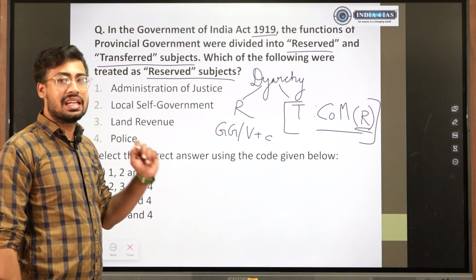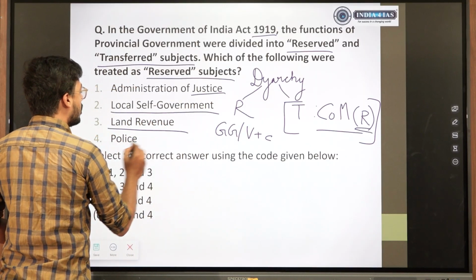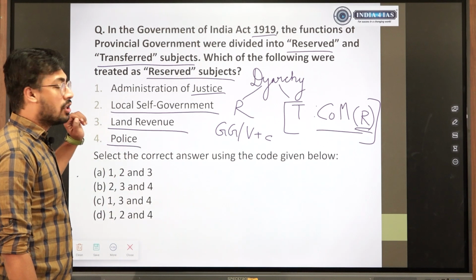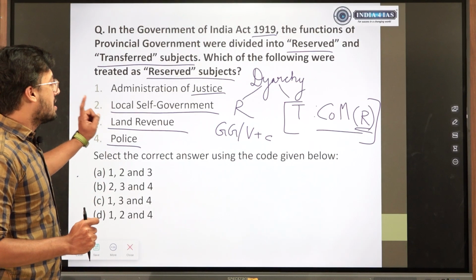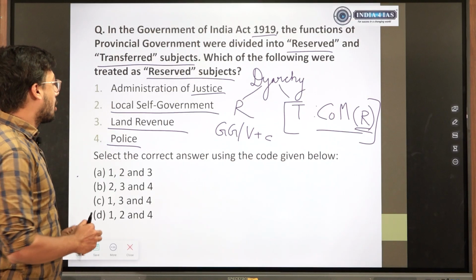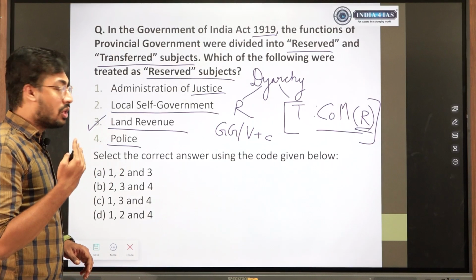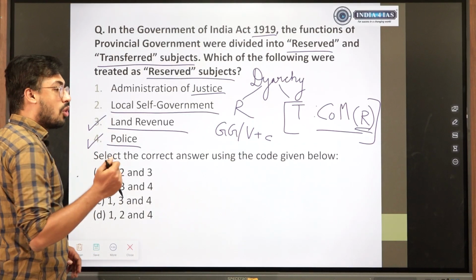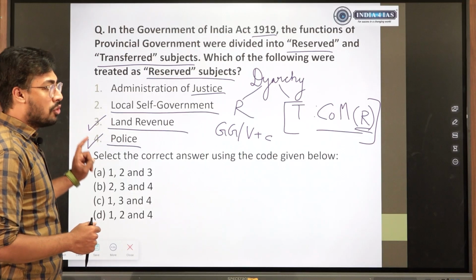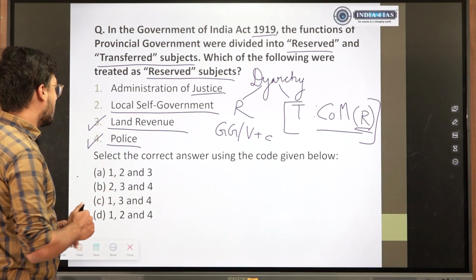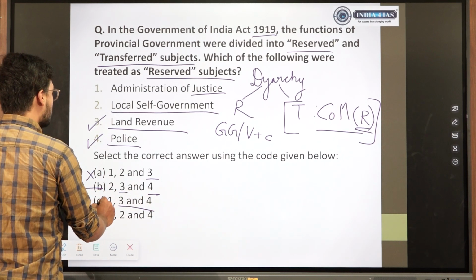Keeping this idea in mind, let us look at the options. Justice, local self government, land revenue, police. If you wanted to keep the important powers under you as Viceroy, which subjects would you keep? Land revenue was very important because you need finance for everything, for defense, for military, for doing anything. And police, because you want to curb law and order issues from the Indians because they will be revolting for independence. So 3 and 4 are the first things which need to come to our mind. The confusion should have been between B and C.